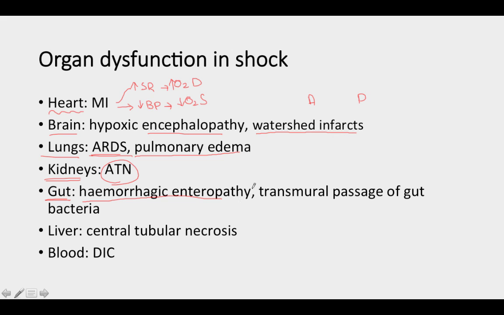And if you have hypotension of the gut for too long, you can actually have a passage of the intraluminal gut bacteria into the circulation of the human body, and that's how you can get sepsis from other forms of shock. So you have a transmural passage of gut bacteria into the systemic circulation. The liver is also affected by hypoperfusion, and you can get central tubular necrosis. And don't forget, everyone always forgets that the blood can also be affected by shock, particularly in septic shock. You can get disseminated intravascular coagulation, which is a consumptive coagulopathy.